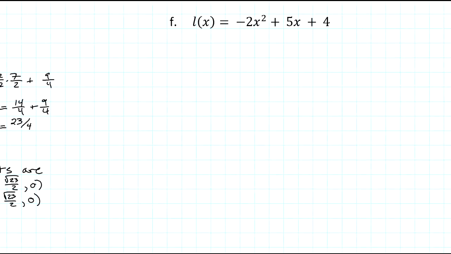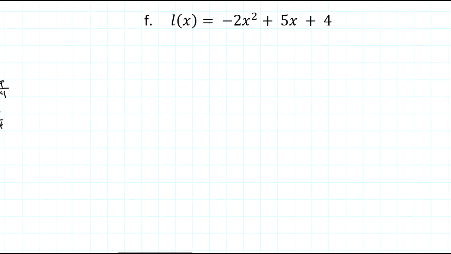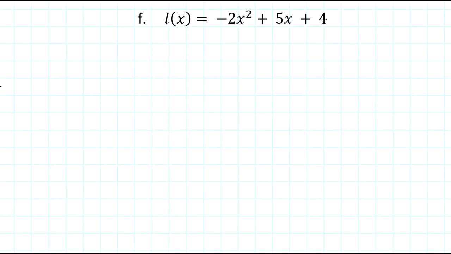Our last one, part F, we have the function L of x equals negative 2x squared plus 5x plus 4. We set the output to 0. 0 equals negative 2x squared plus 5x plus 4. Move the 4 to the left side, so we have negative 4 equals negative 2x squared plus 5x. And now we get to that part where we need to force factor that negative 2 out.